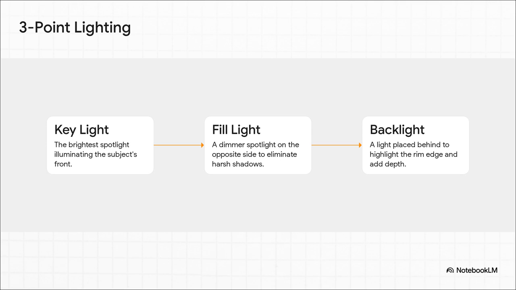Step 1 is the key light. That's your primary, brightest spotlight hitting the front of the subject. But naturally, that creates harsh shadows. So step 2, the fill light. This is a slightly dimmer light placed on the opposite side to fill in those shadows and balance the exposure out. And finally, step 3 is the backlight, placed behind the subject to catch the edges, giving it a subtle rim light that separates it from the background and adds that true cinematic depth.